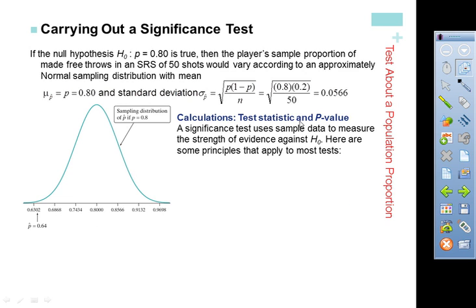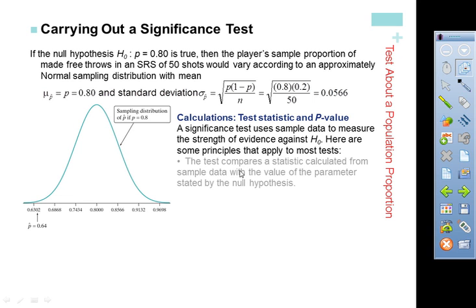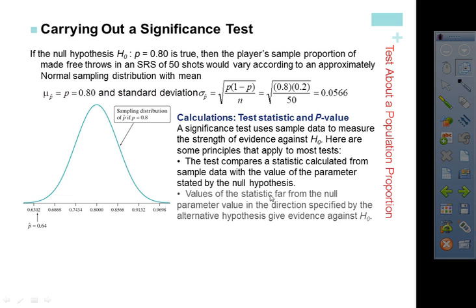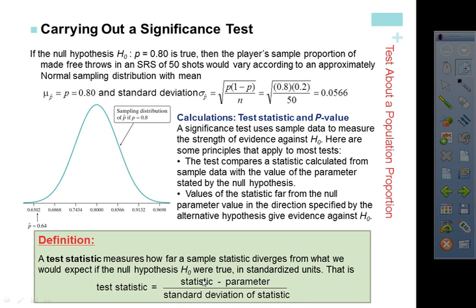All right, so the calculation: test statistic and p-value. A significance test uses sample data to measure the strength of the evidence. The test compares the statistic calculated from the sample data and the value of the parameter in the null hypothesis. Values of the statistic far from the null in the direction specified by the alternative, so below 0.8 here, give the greater evidence against it. So the further my p-hat lies on this normal curve from the null, the greater the evidence we have. So here's the test statistic.